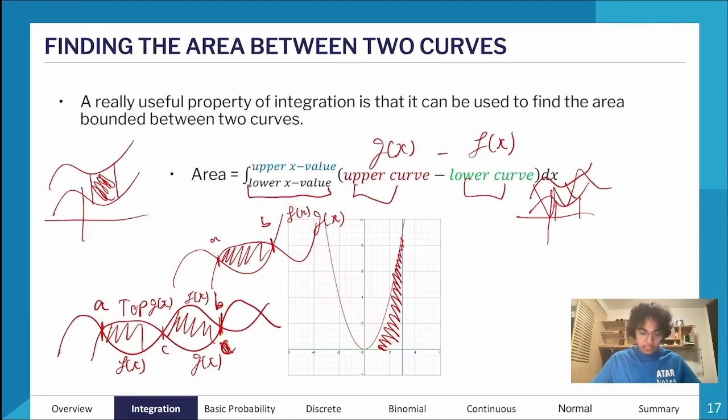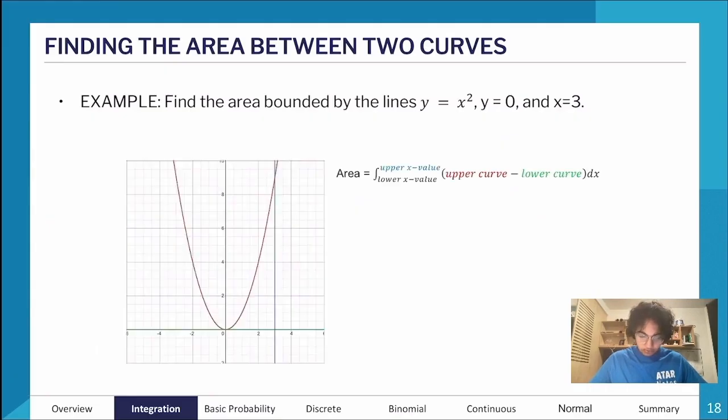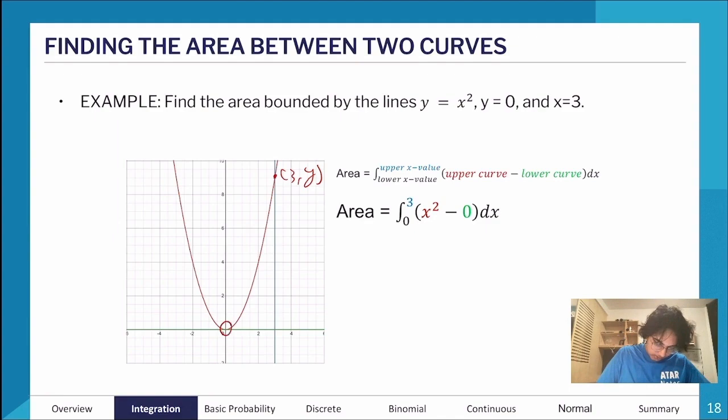Well, I want to determine what the lower and upper x values are. So the upper x value is clearly going to be at 3, because that's where that intersection point is going to happen, because that's where that line is. So this is at 3. It doesn't really matter what y value it is at, because we're not actually using that for the integral. The starting value at y equals 0 is at x equals 0, which is quite convenient.